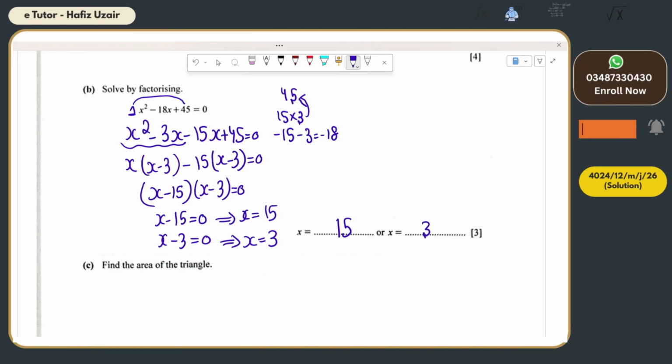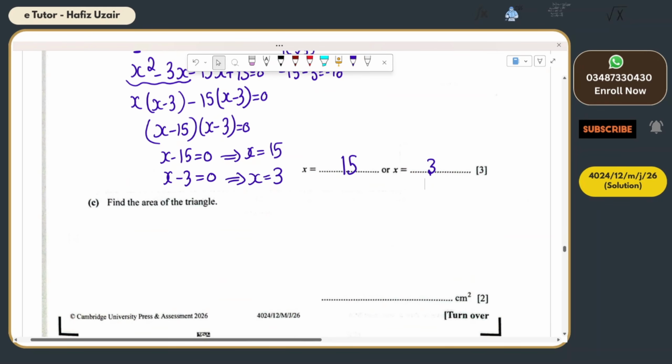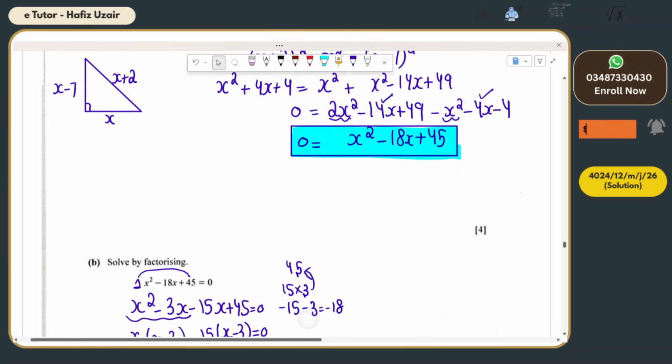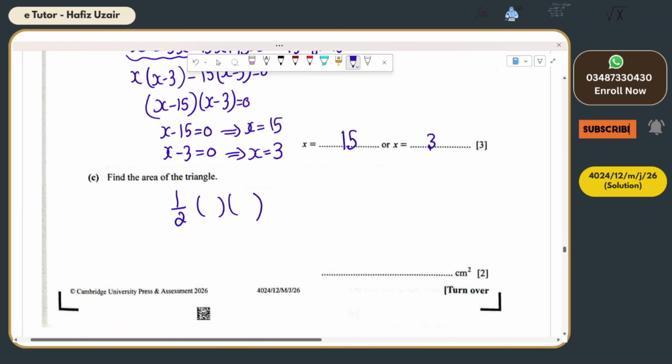Now let's find out the next part, that is the area of the triangle. The area of a triangle is 1/2 times base times height. So what is the base of this triangle? That is x, and what is the height? That is x − 7. Now we have two values over here. So which value do you need to take? Actually x − 7 is the height.